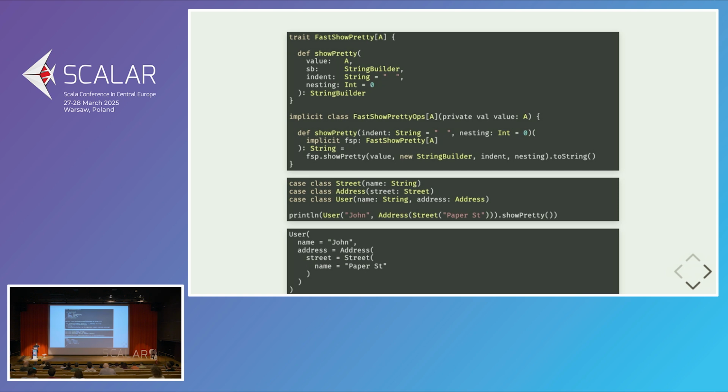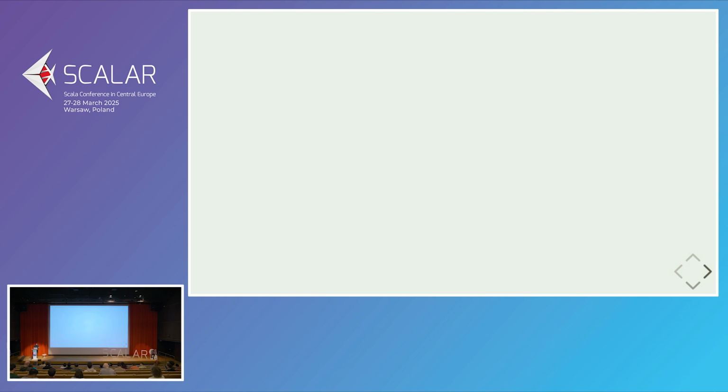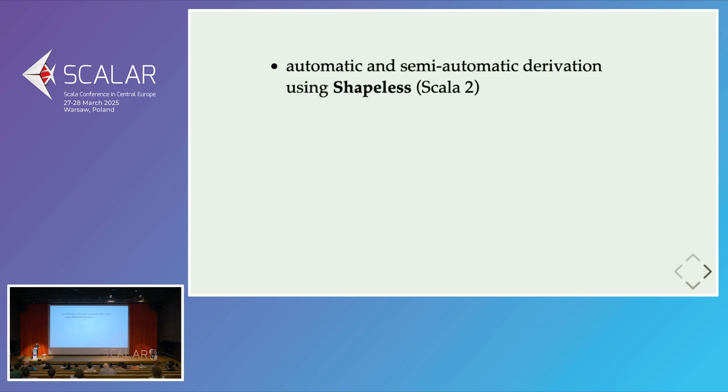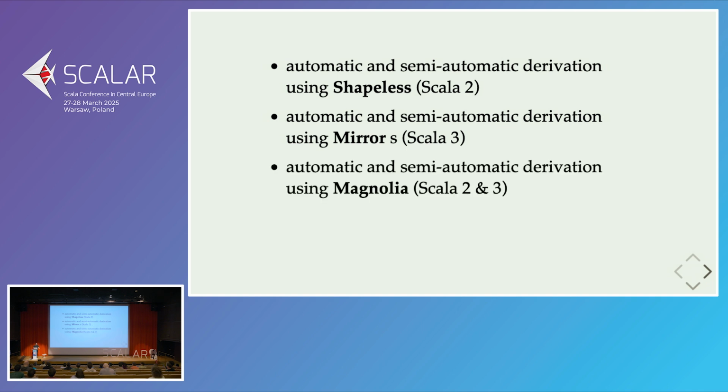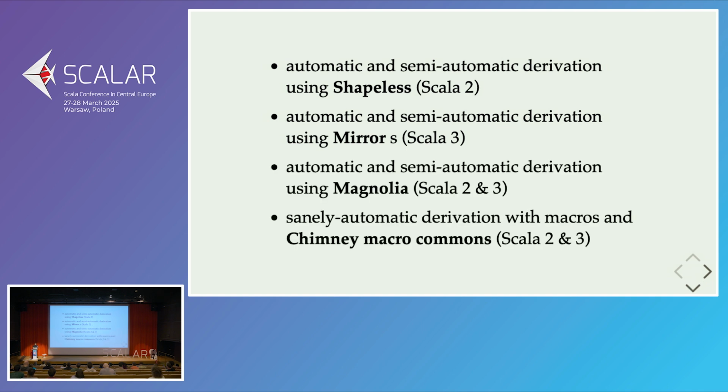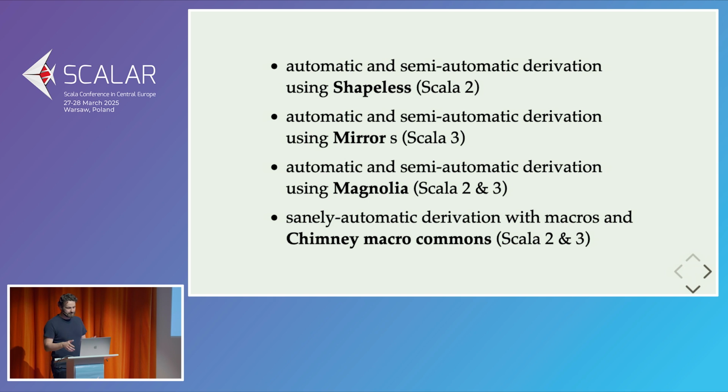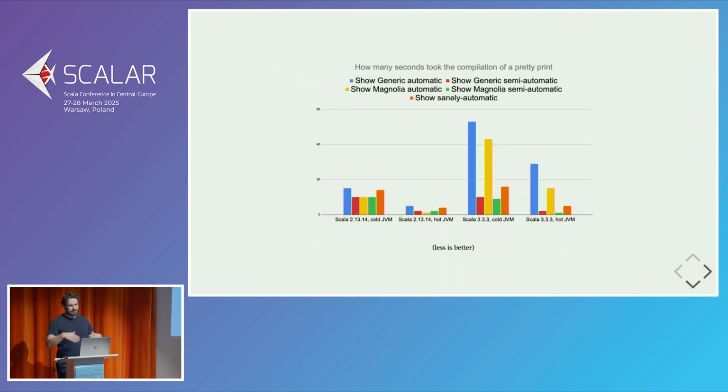And then once I designed this API, I implemented it with Shapeless on Scala 2. Then I implemented it with Mirrors on Scala 3. Then I implemented it with Magnolia on Scala 2 and 3. And then I also used Chimney Macro Commons to implement this sanely-automatic derivation on both Scala 2 and Scala 3. And then I ran the benchmarks to see how it goes.